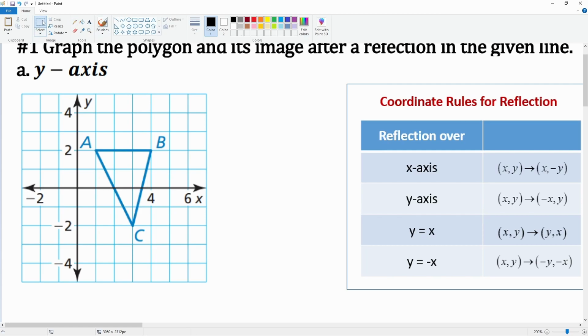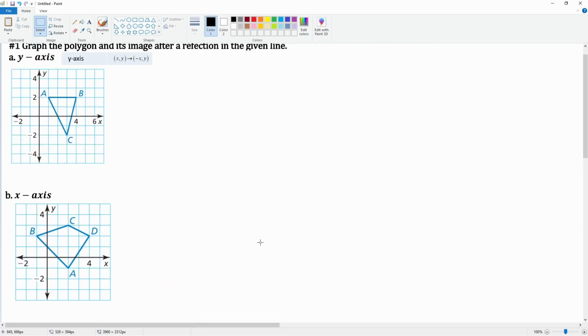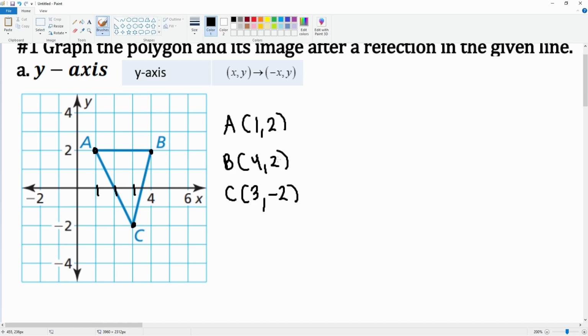So it says here that for the y-axis, I follow this rule. So I'm just going to now bring this over. Okay, that's all I'm working on. So let's find the original points. The original points here of A is the value of (1, 2). B looks like it is (4, 2), and C looks like (1, 2, 3). So (3, -2).